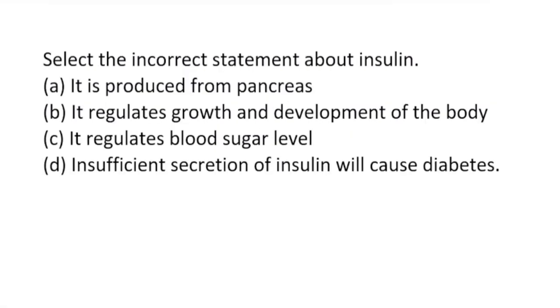Select the incorrect statement about insulin. So insulin is a hormone secreted by the pancreas which helps in decreasing the blood sugar level. So it is produced from the pancreas. Of course, it's a correct statement. It regulates growth and development of the body is wrong because its function is to regulate the sugar level. It regulates blood sugar level and insufficient secretion causes diabetes. These are all correct statements. So option B is the incorrect statement among all these.